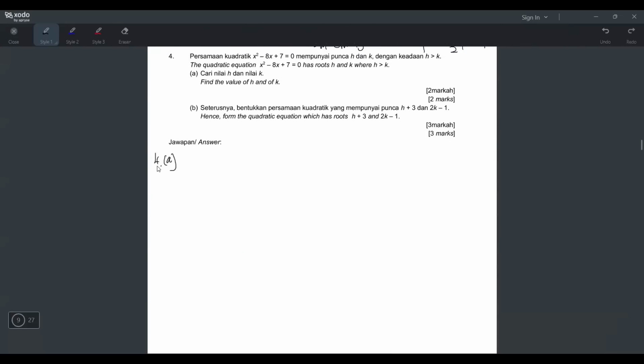All right, I want to do number 4 now. So number 4a, it says the quadratic equation x squared minus 8x plus 7 has roots h and k, where h is bigger than k. Okay, question A, find the value of h and k. It means find the roots, find the x1, x2.